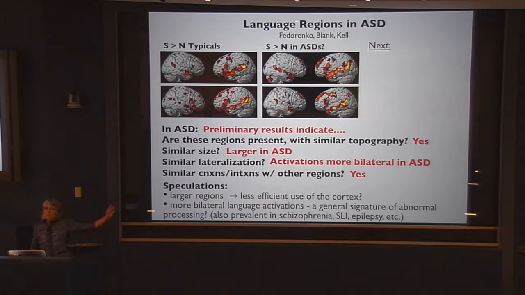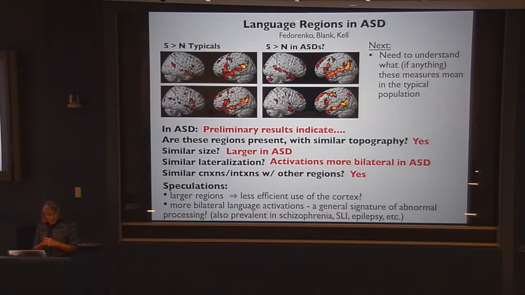Okay, so given that we don't yet know what this means, what do we do with this? Well, I think the next step is to try to figure out what the lateralization means and what the size of activation means. And I think one way to do that is to go back to typical subjects and look for correlations with language abilities and other things between these measures. So we're now engaging in that enterprise.